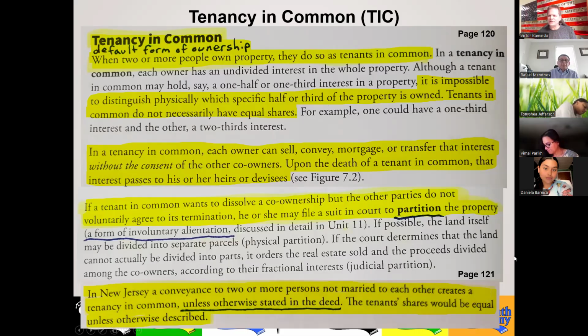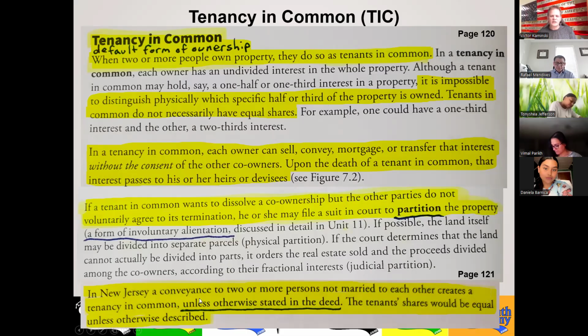Partition is something that separates a room, right? It cuts the room in half. Well, a partition proceeding in court is one where you sell the property. The judge will first take a look and see if the property can be physically divided. And if that's not possible, they're going to order the property sold, and then you divide the profits, the proceeds, according to your ownership interest.